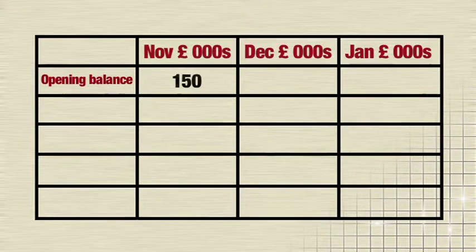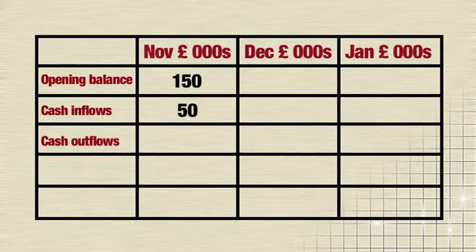Let's say it's £150,000. Then the cash inflows, which can also be called receipts, these are £50,000. Next are the outflows, which can also be called payments or expenditure, and is what the money's been used on. For example, raw materials or loan repayments. For November, the outflows are £25,000.